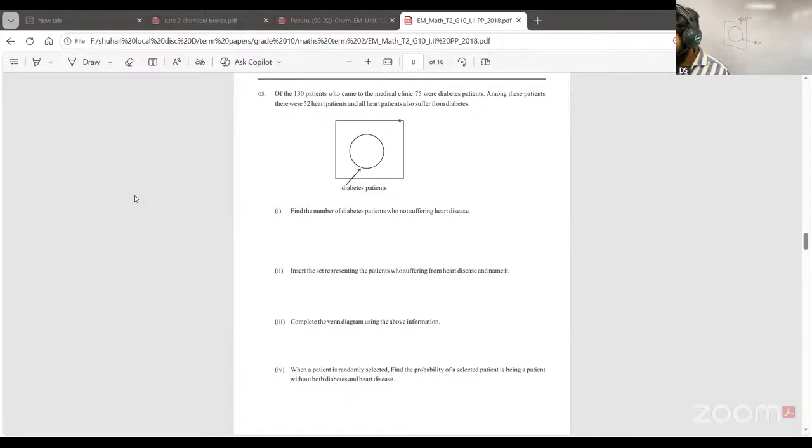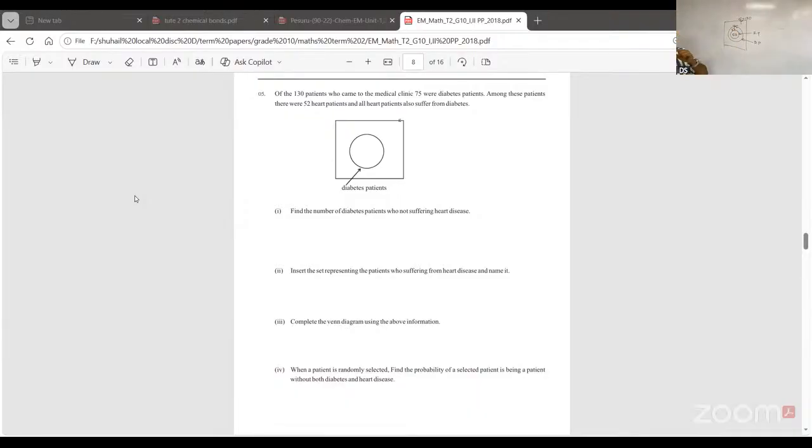Then 75 people are diabetic. Among these patients, there were 52 heart patients, who also have diabetes. So the heart patients should be inside the diabetes circle. This should be HP, heart patients, 52 of them. They are diabetic patients too. So how many are only diabetic without heart disease? There are 75 in total, and 75 should come on the border like this. There are 52 here, so there should be 23 people who have only diabetes.